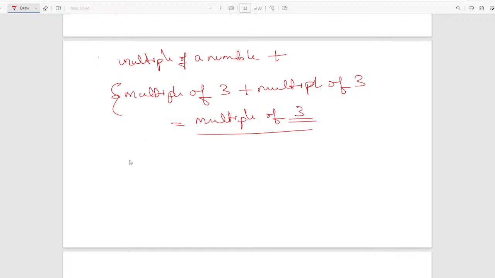And if you're multiplying a multiple of a number by a multiple of a number, any number, for example, let this be a multiple of 8 and a multiple of 6, then the resultant would be a multiple of 8 and 6, and also 8 into 6. Is there any doubt till now?